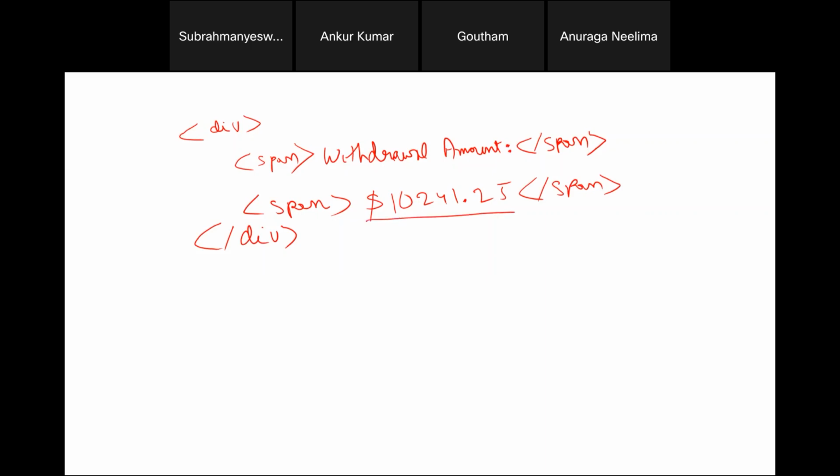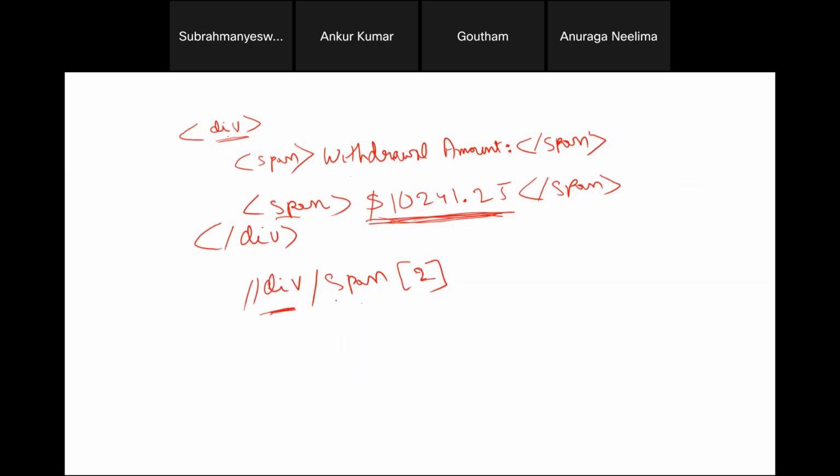So how do you write an XPath for this one? People will start saying, I will write an XPath like /div/span, and then I will use the index 2. This is correct, because I can first identify this div tag and then the span. Since this is the second element, I can use the index 2 and get this amount. But then the next question would be: let's say I have multiple div sections like this, but I would like to get only this withdrawal amount.